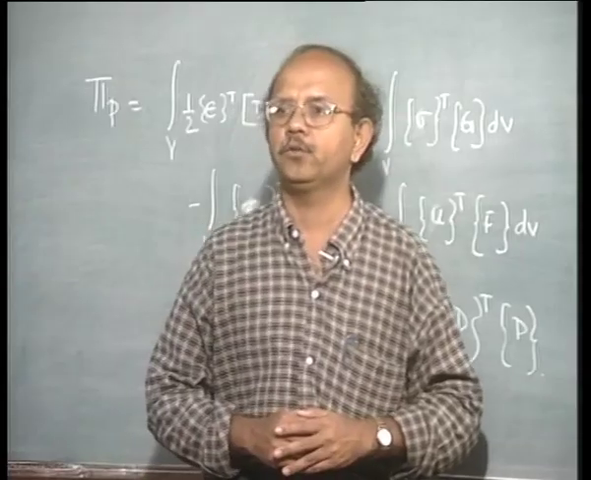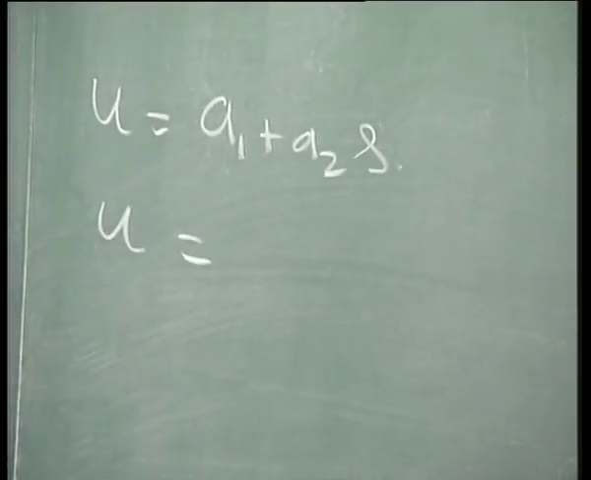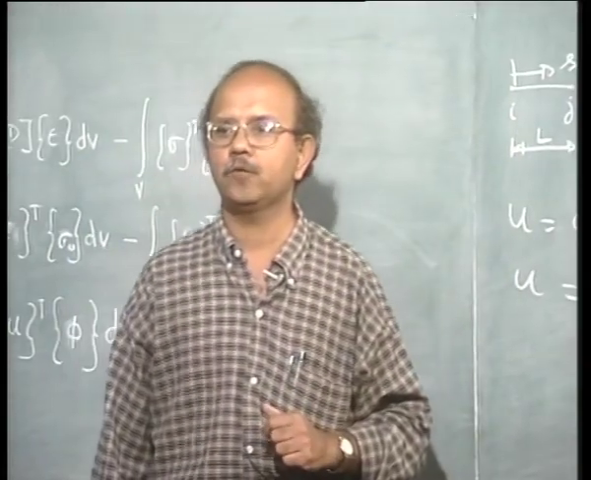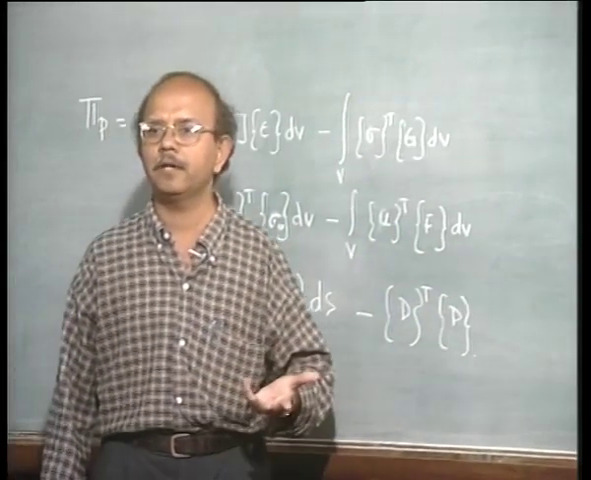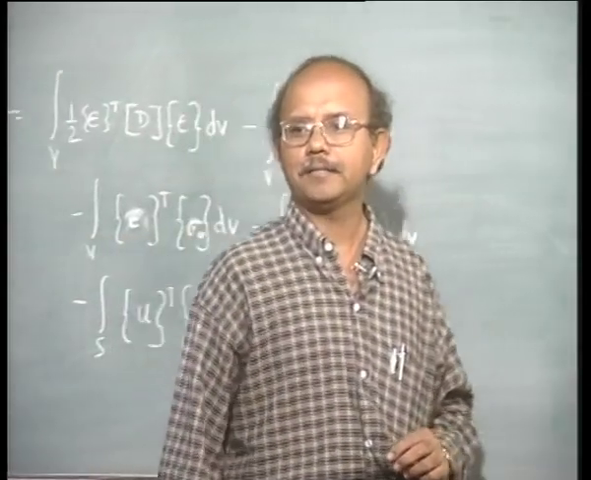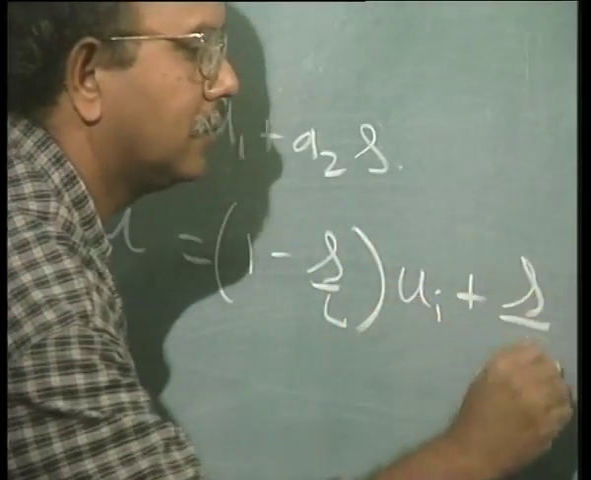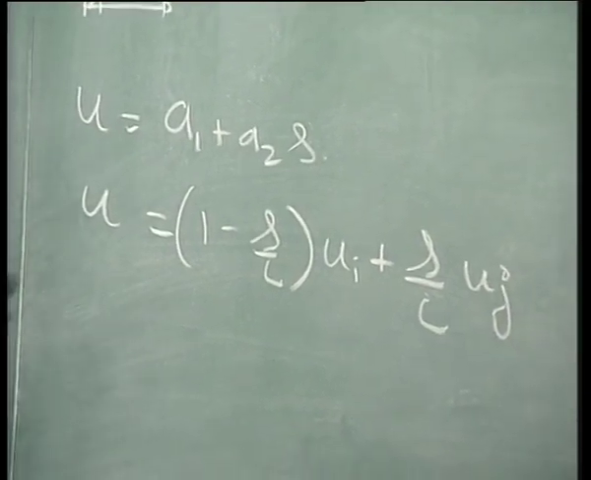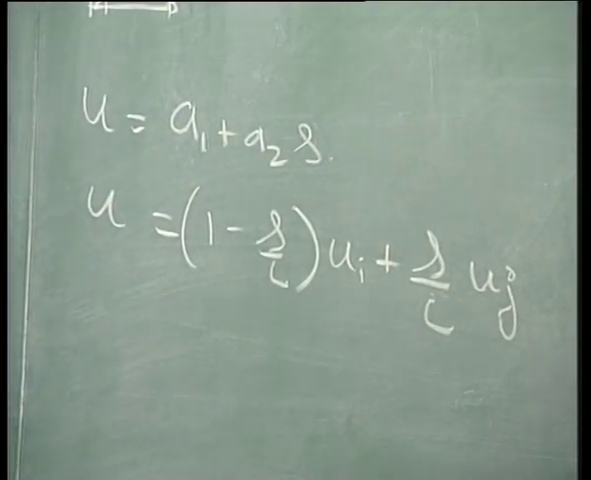Now can you substitute Ui and Uj and give me an expression for U? I will give you 1 minute, so let us see whether you do it fast. Let us see how you are going to express U in terms of Ui and Uj. What is it that you are going to do? You are going to put S is equal to 0, U is equal to Ui. S is equal to L, what happens? U is equal to Uj. So you can express this as (1 minus S by L) into Ui plus (S by L) into Uj. Is that clear?